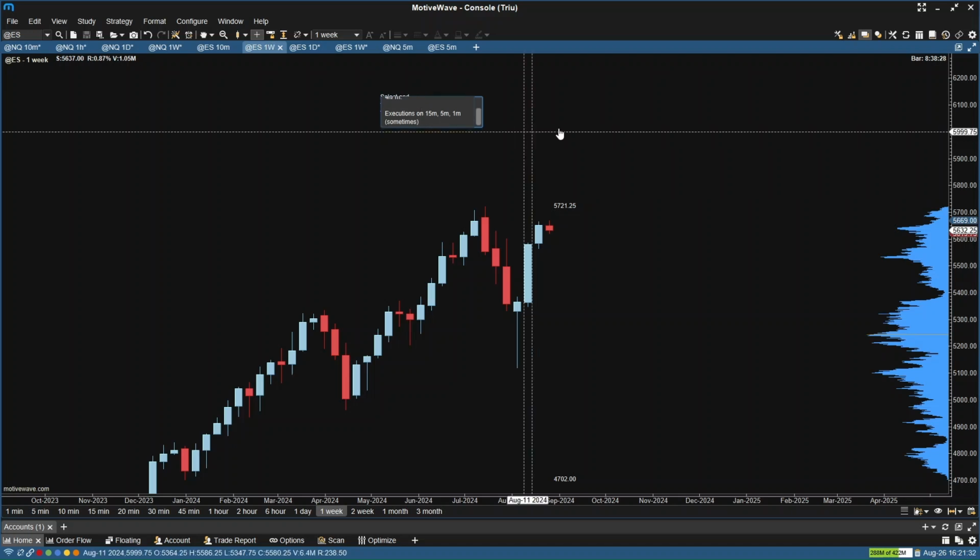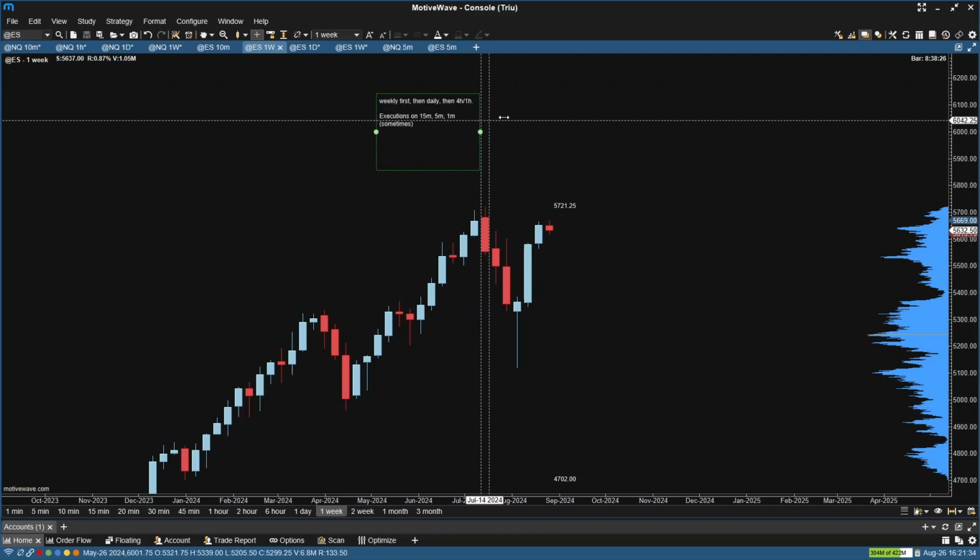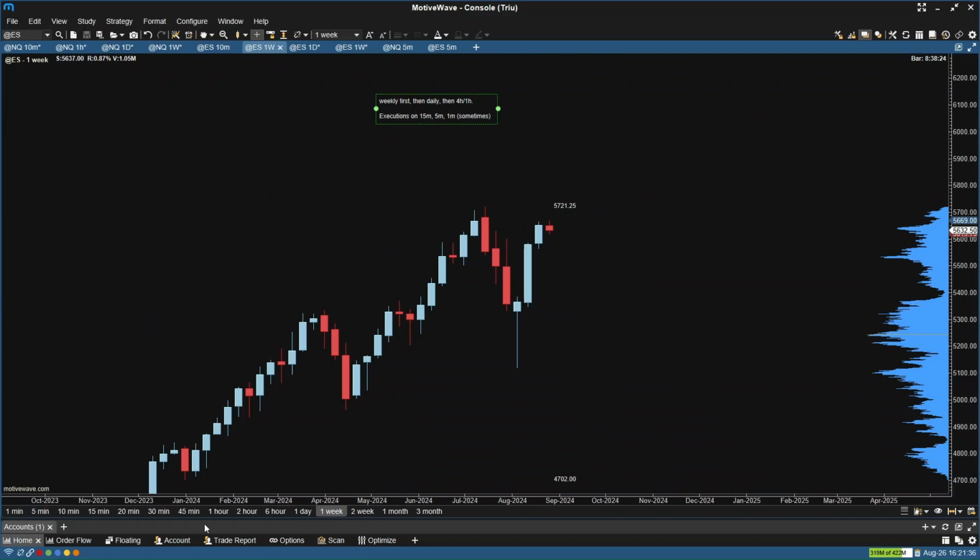Sometimes 1 minute chart. Okay, these are our time frames. Nothing fancy. I don't use 6 hours anymore, 45 minutes, 3 days. I don't use them anymore. I just focus on the weekly, daily, and 1 hour, and executions on the 15, 5, and 1 minute charts.